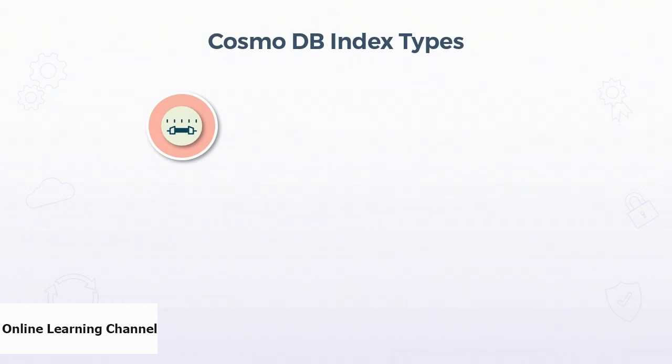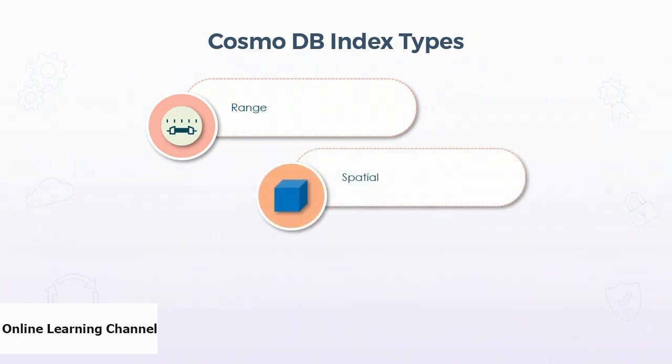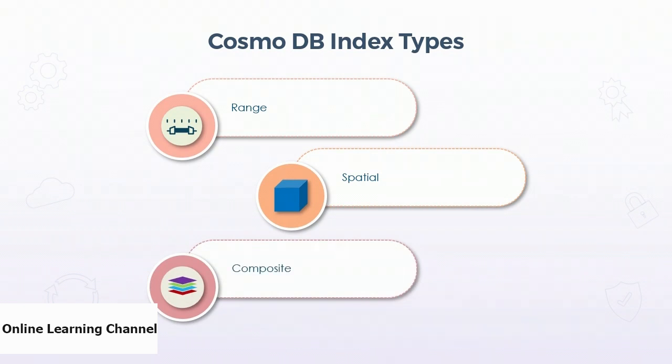Cosmos DB supports three kinds of index types. The first is range indexes. These are great for ordering or doing range searches. If you're searching a specific range for something, these are the indexes you want to use. Then spatial indexes, used for spatial queries like within or distance, and composite indexes. You can now use composite indexes to optimize additional cases of the most inefficient queries. So there's a lot of variety depending on the index type that you want to use.